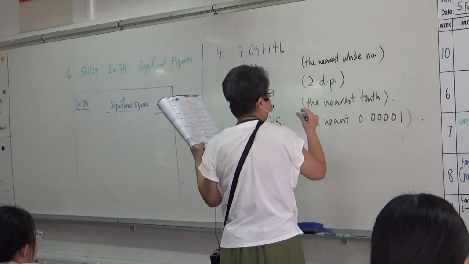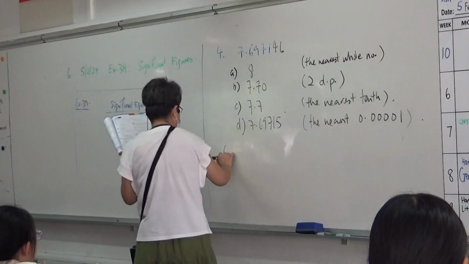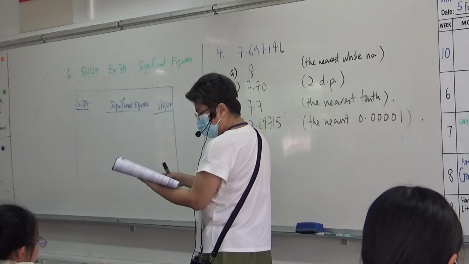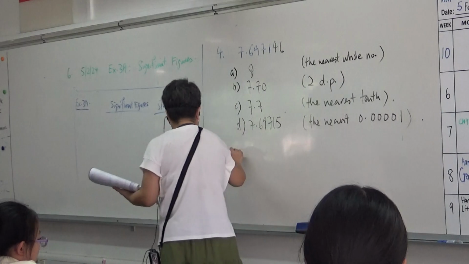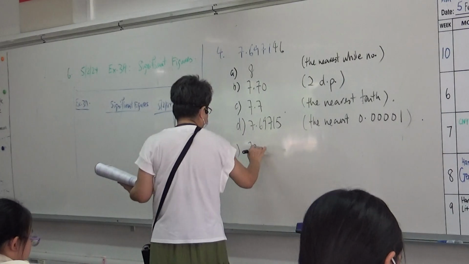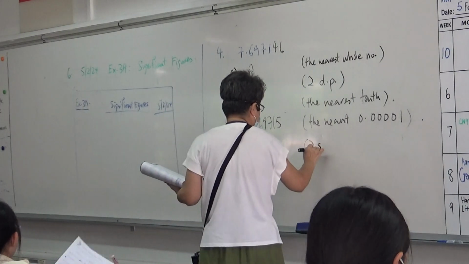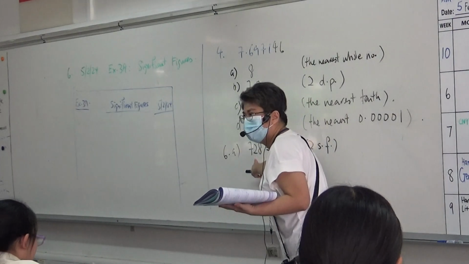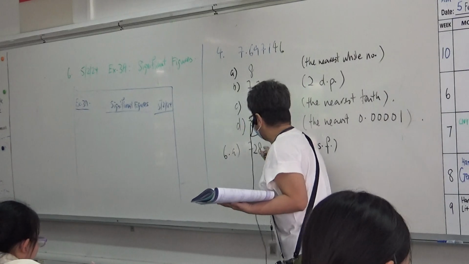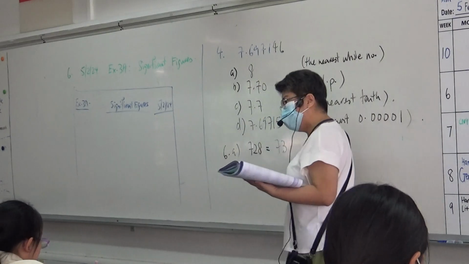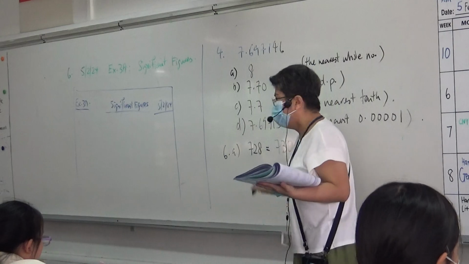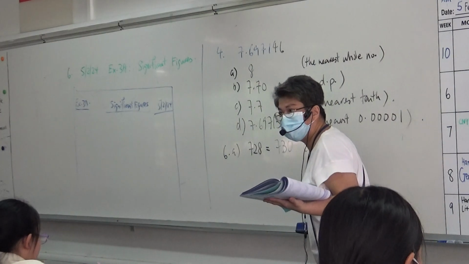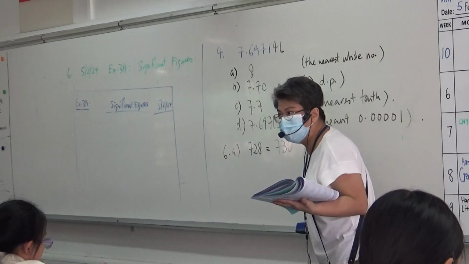Then, all of you look at question number 6. Round off each of the following to the number of significant figures given in the brackets. Now, 6a, 728,268. Let me start here. Whole class, what will it be? 730,000. Then, can you also write how this is presented? Present like this. I don't want nonsense. Is that understood?